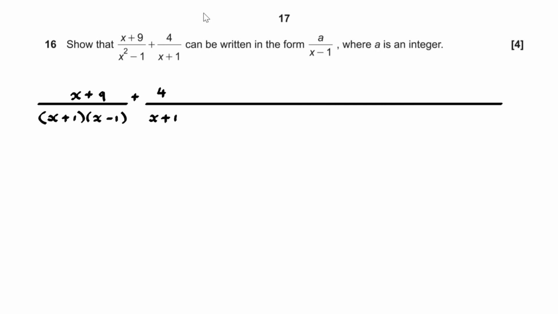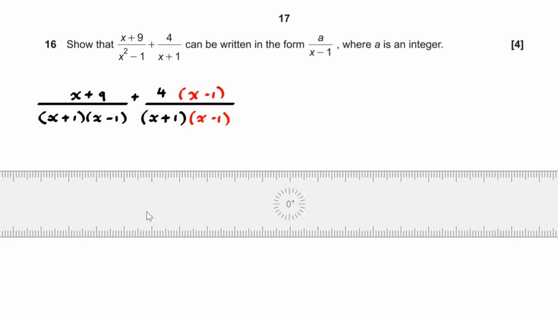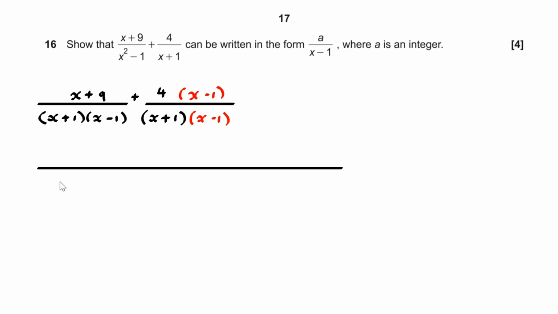Well, what we'll do is we'll get the denominators the same. And if we get the denominators the same, what we want over here is an x minus 1. So here we'd also have an x minus 1. It's as though the bits in red cancel out, leaving us with the 4 over x plus 1. So now that we've got this common denominator, what we can now do is rewrite everything. What we'd have on the bottom is x plus 1 lots of x minus 1, and on the top we've got x plus 9 plus 4 lots of x minus 1.